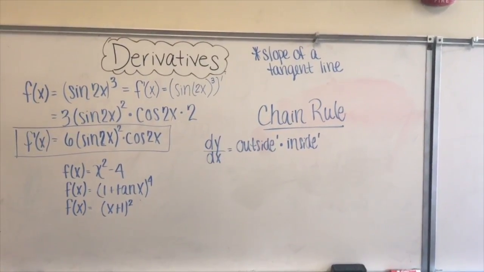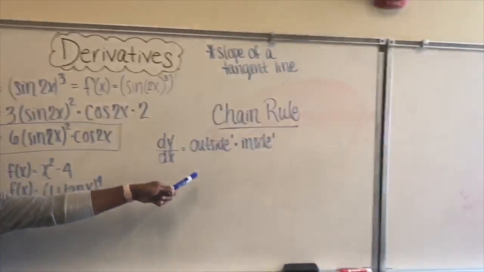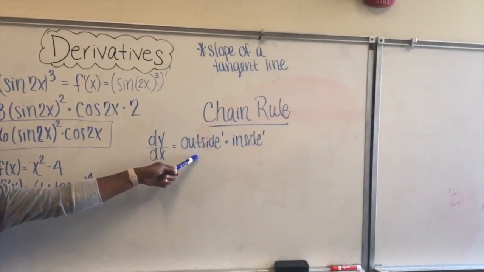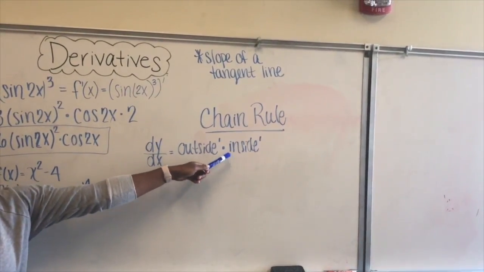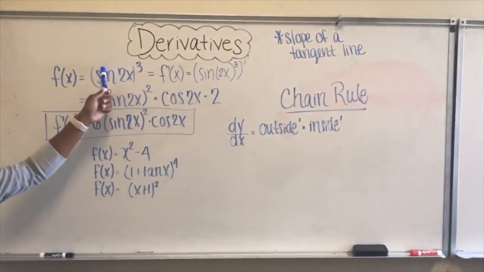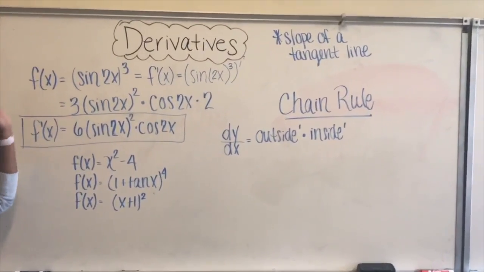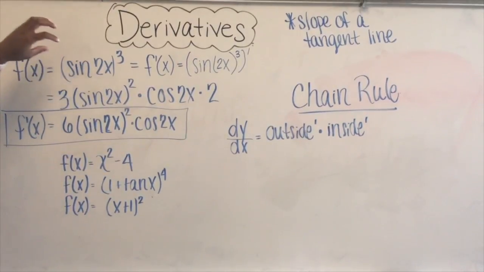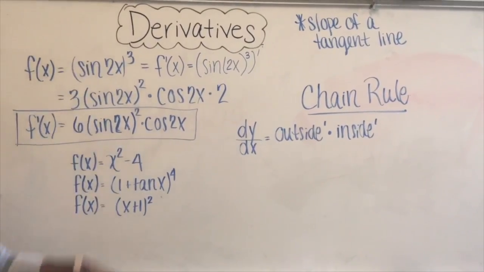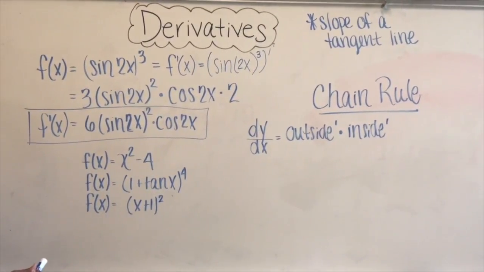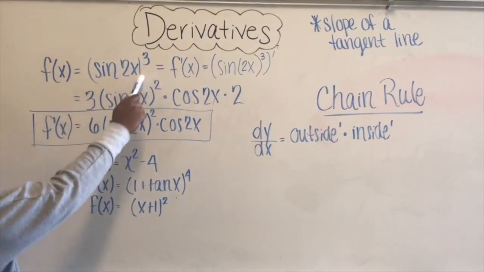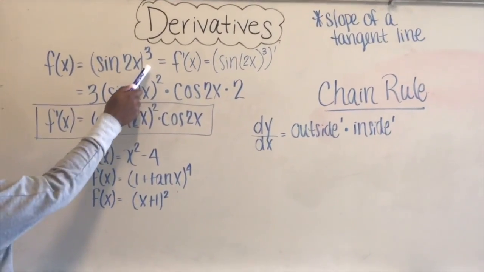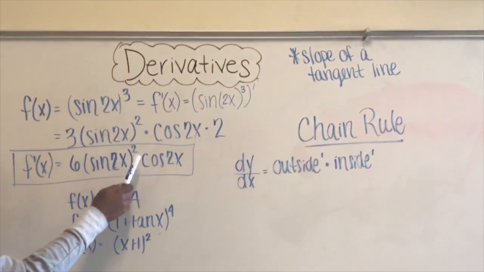This is the chain rule, and the chain rule is the derivative of the outside function times the derivative of the inside function. So the outside function is x to the third, where x would be represented as sine 2x. So when you do the chain rule, you don't worry about this at the moment. You just treat it as if it was an x.